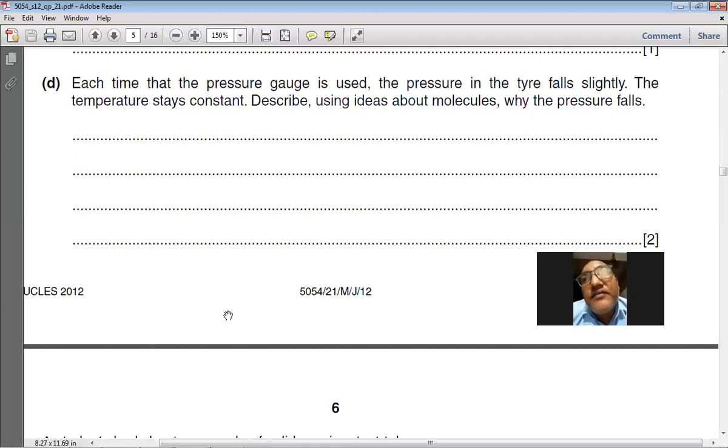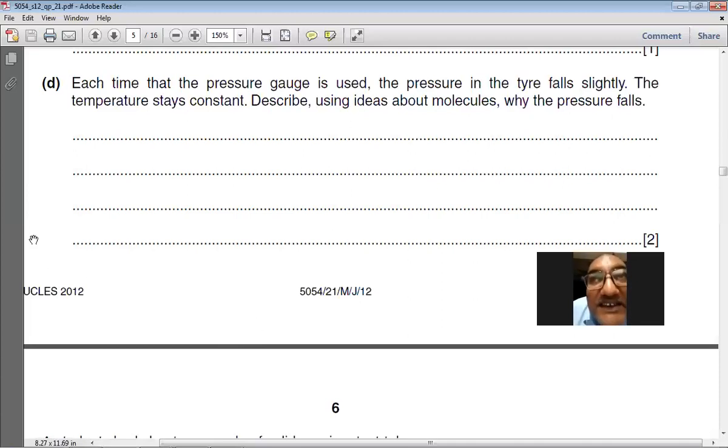Now, another reason which people give, or you can also give, is that when you connected the gauge with the tire, some gas enters into the gauge, and now the volume of that gas has increased, because the gas is not just in the tire, but it also has come into the gauge. The volume of the gas has increased and the temperature of the gas is constant. If the volume increases, the pressure will decrease. The reason is pressure of the gas and the volume of the gas are inversely proportional to each other if the temperature of the gas is constant.